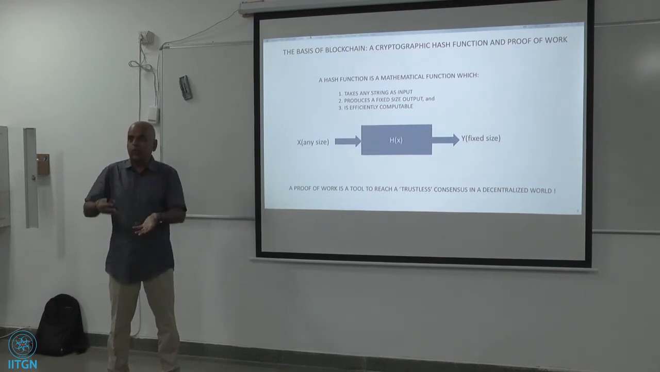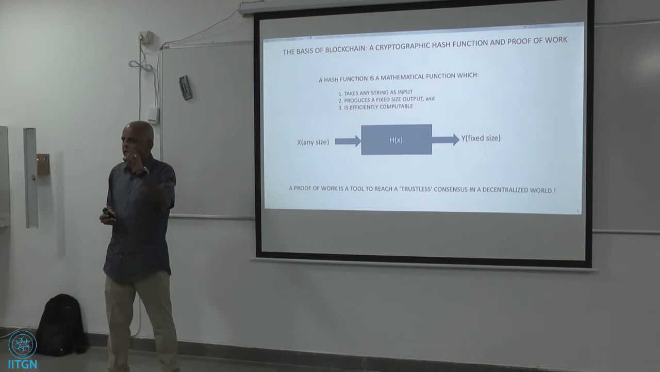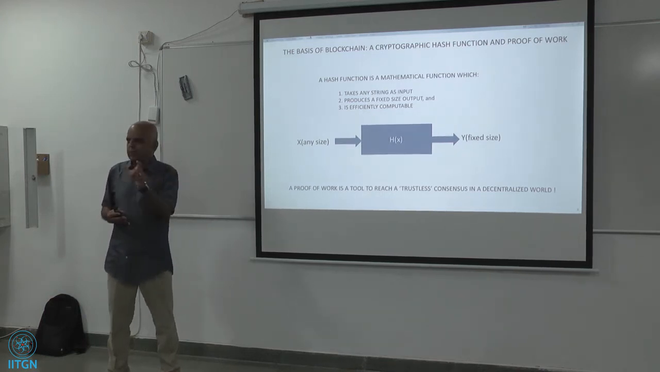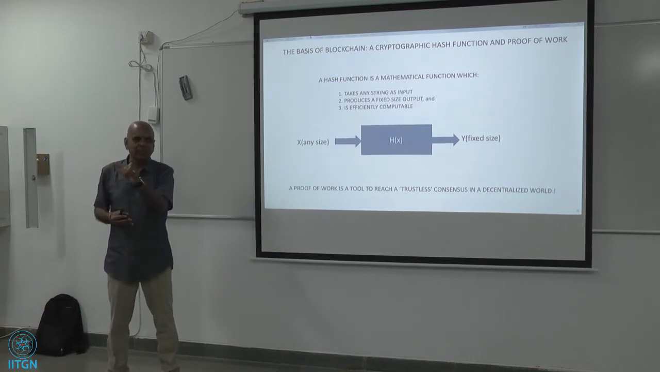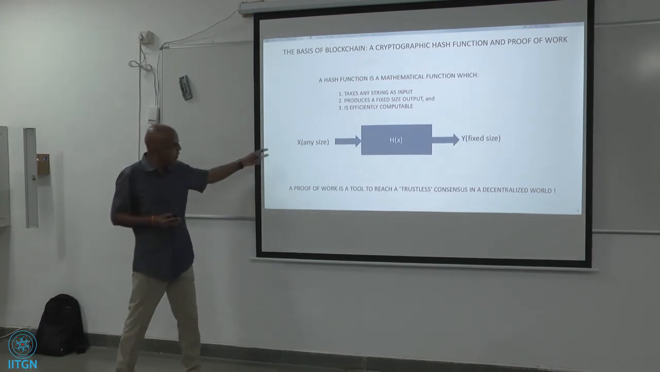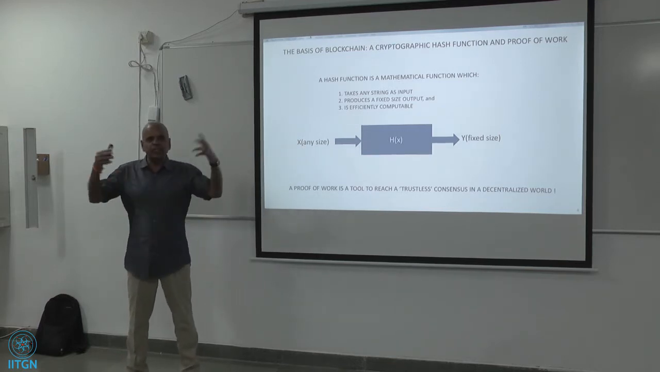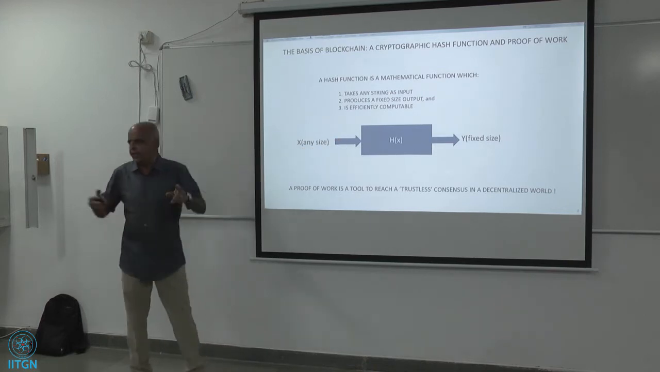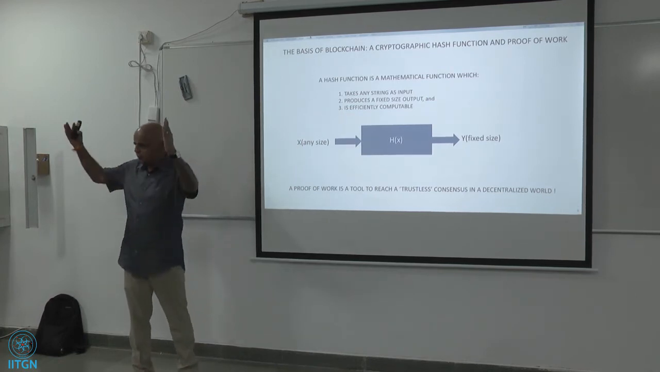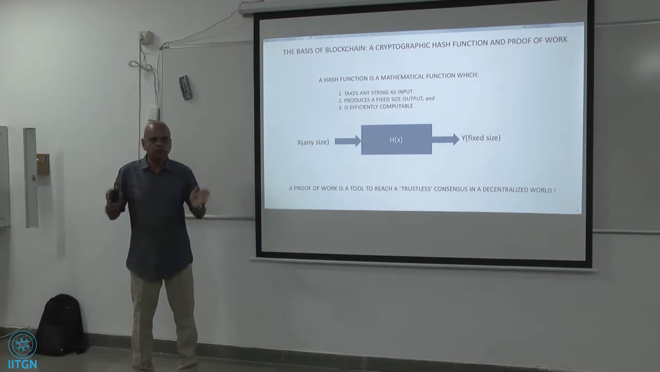Either now or when you go back to your hostel, you can take your smartphone, go to Google, and search for a hash calculator. Type your name or anything you want, and you will get a hash output. And that hash output is unique. It's like a fingerprint. So from a systematic point of view, as an engineer, the hash function H of x, with x of any size as input, gives output y of fixed size, every time. Those are the basic features of a hash function.